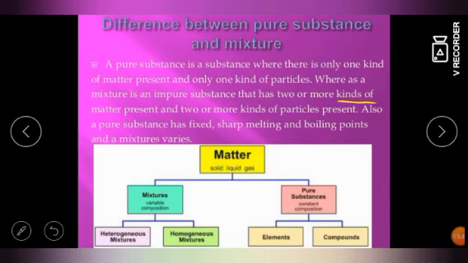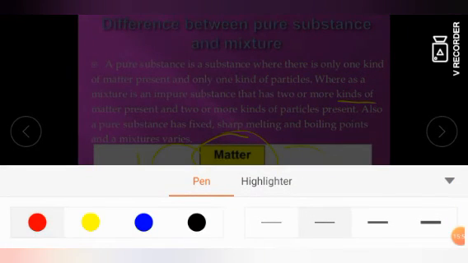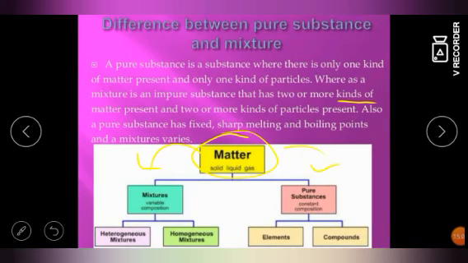So whatever we studied, let's conclude. We studied about matter. Matter is that which occupies space and has mass, and physically it is classified into solid, liquid, gas, but chemically it is classified into pure substance and mixture. Today we did only pure substance, in which we discussed what pure substances are. All those substances which are formed with a single kind of matter are called pure substances.